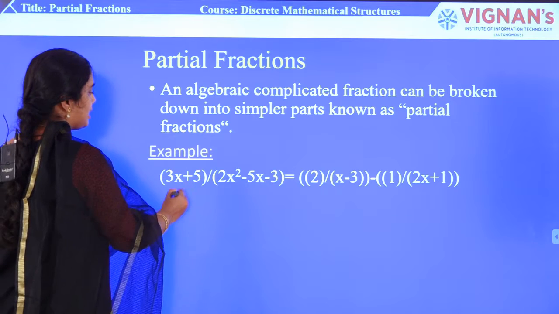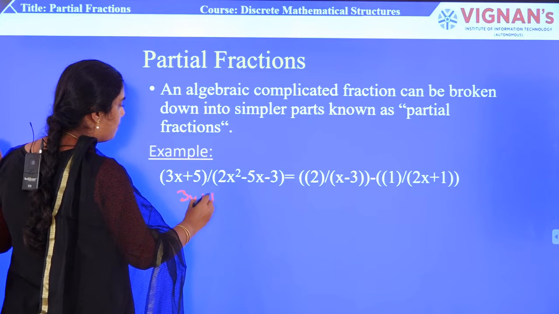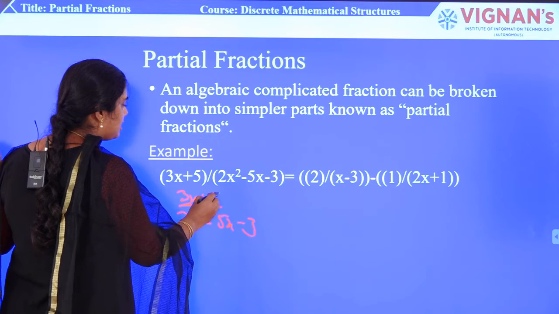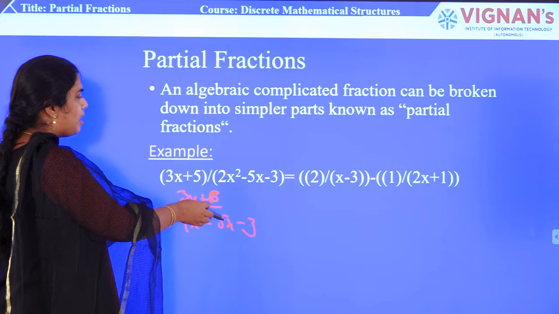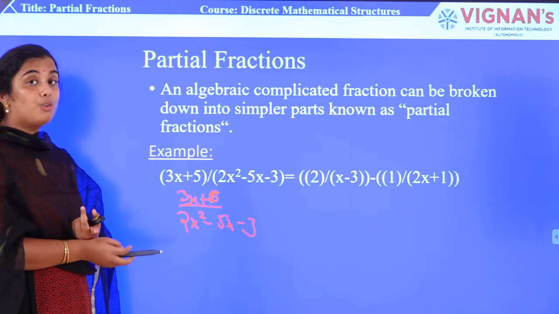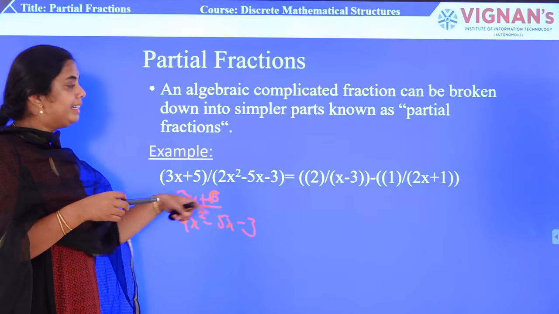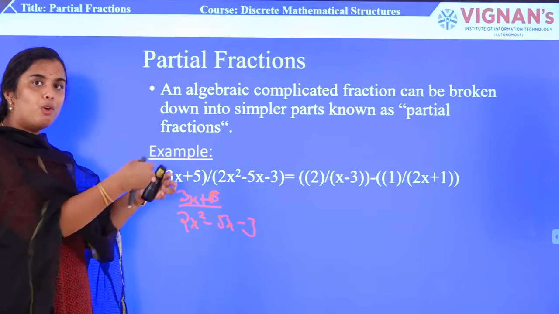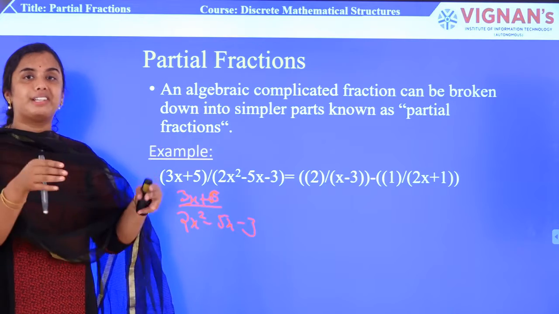If you observe this example, this is like 3x plus 5 by 2x square minus 5x minus 3. This is a little bit complicated, right? If you want to solve this, can you cancel this 3x plus 5 with this 2x square? Is there any possibility? Is 3x plus 5 any factor of this 2x square? No, right? It is not any factor. So, we need to reduce this denominator in order to solve even this complicated term in a more easy way. So, the method which we are opting for over here is dividing into certain partial fractions.